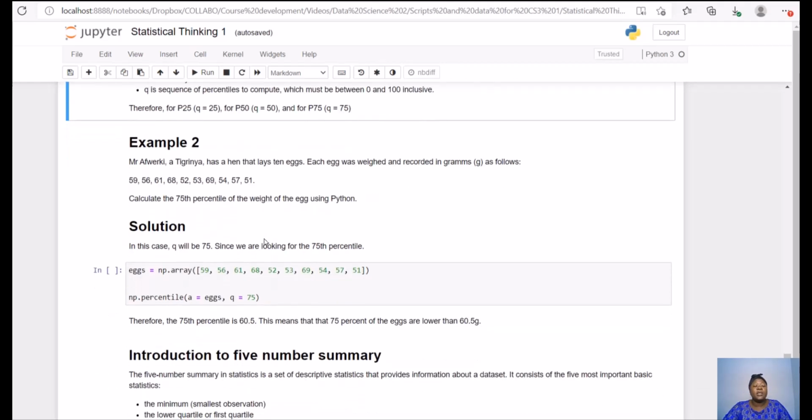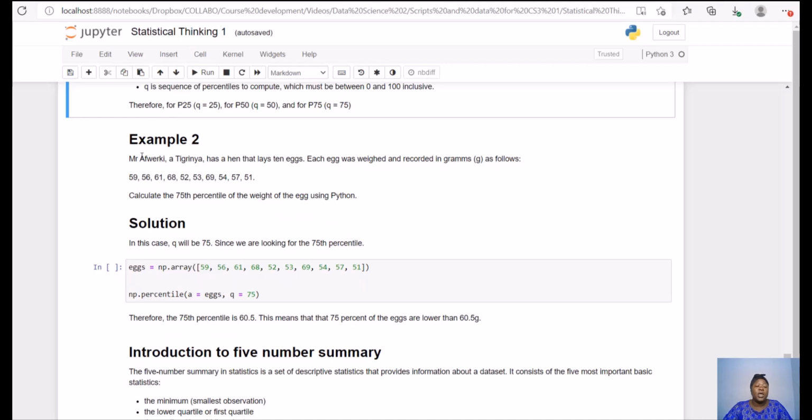So an example that we talk about here is Mr. Fwenki, a Tigrayan, has a hen that laid 10 eggs. Each egg has a weight recorded in grams as follows. One is 59 grams, the other one is 56, up to 51 grams. So we want to calculate the 75th percentile of the weight of the eggs using Python.